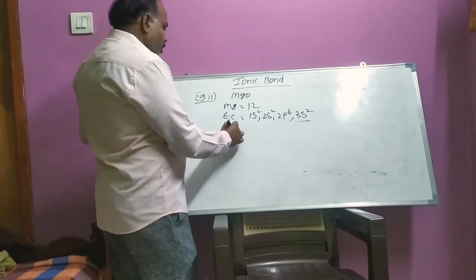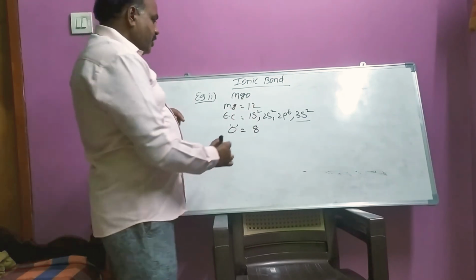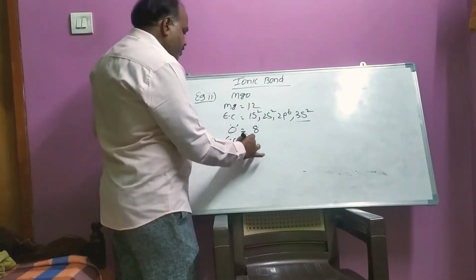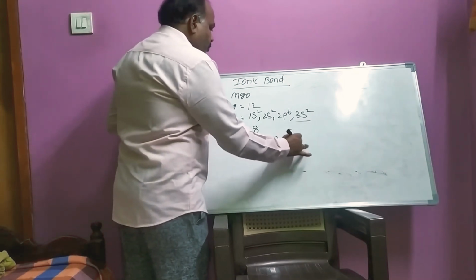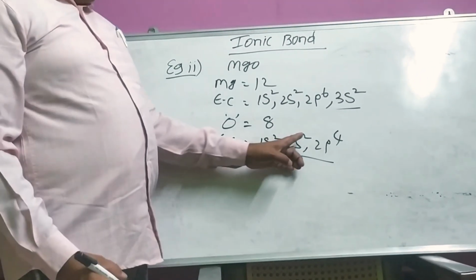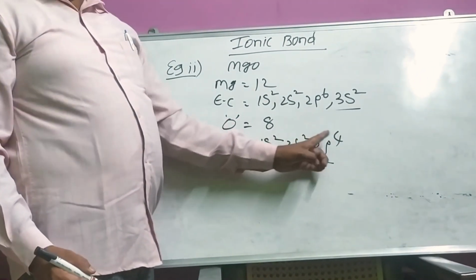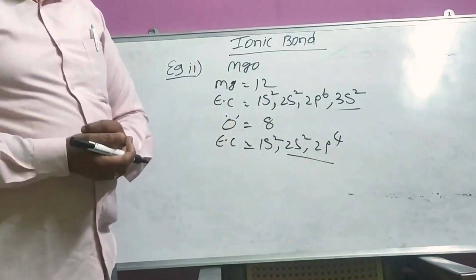Okay, go for oxygen. Oxygen atomic number is 8. Electronic configuration is 1s2, 2s2, 2p4. This is outermost orbit, dear students. There are 6 electrons, 2, 4, 6 electrons. So it requires 2 more electrons.